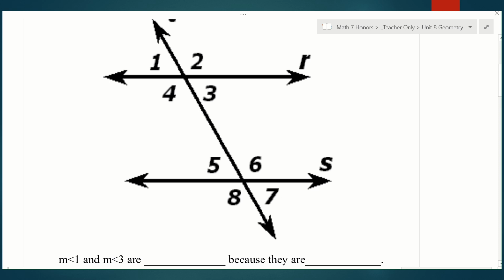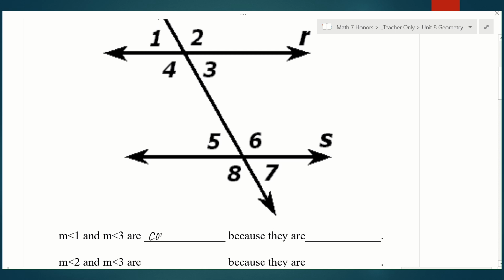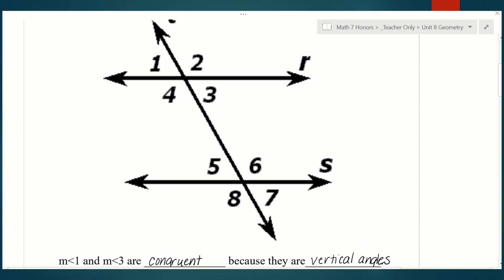Angle 1 and angle 3. If I look at my diagram, these angles are something we've already talked about. Because they are across from each other, and I just talked about how they're both acute, that means that they are going to be congruent. So the measure of angle 1 and the measure of angle 3 are congruent because they are, the special name we give to them, vertical angles. We've talked about that relationship before, and it still applies in a diagram like this.